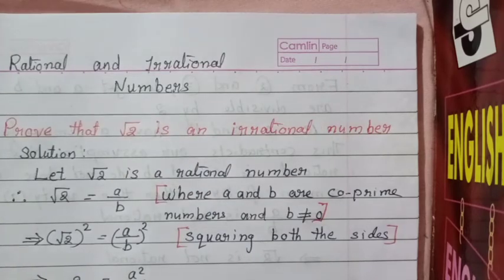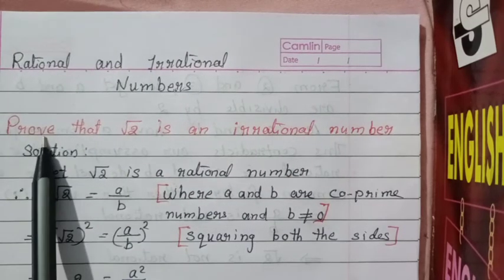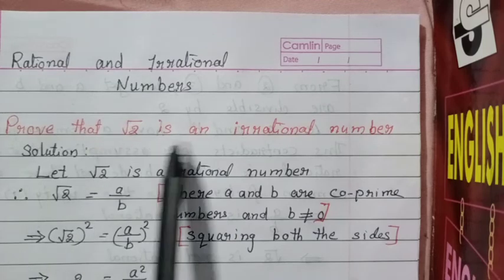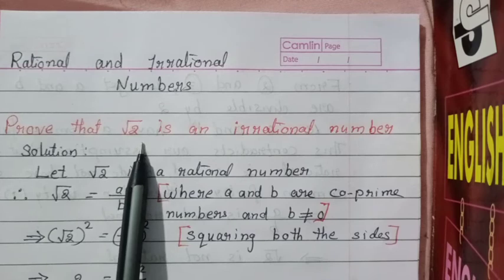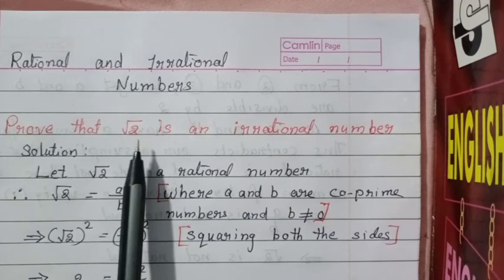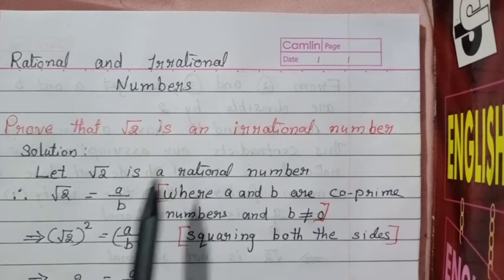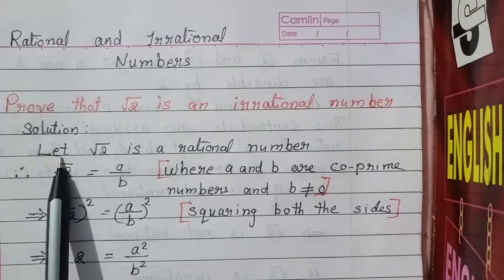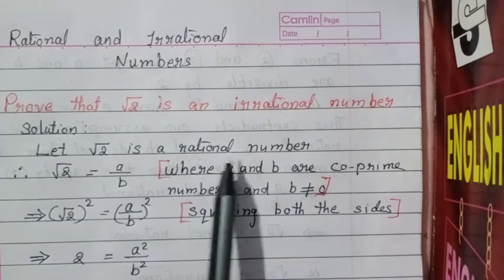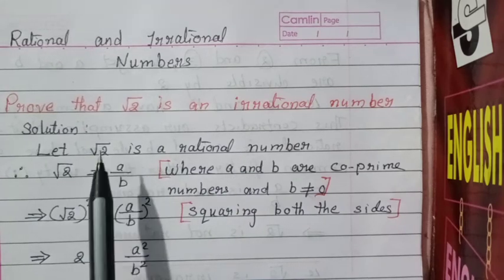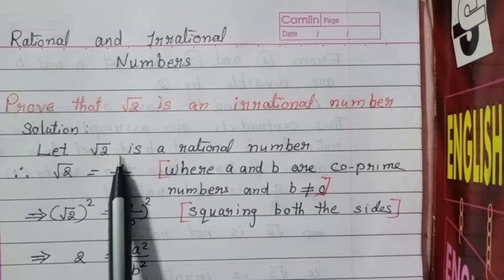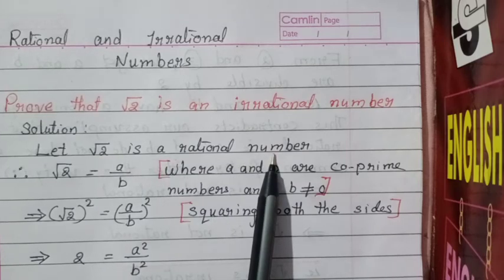Okay. Now we'll start how to prove that root 2 is an irrational number. Already you know that root 2 is an irrational number, but you have to prove and show how root 2 is an irrational number. First, let root 2 be a rational number. We already know that it is irrational, but we are assuming that root 2 is a rational number. What is a rational number?